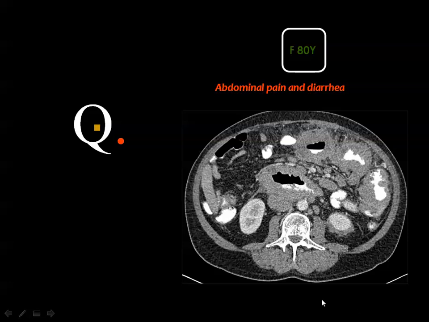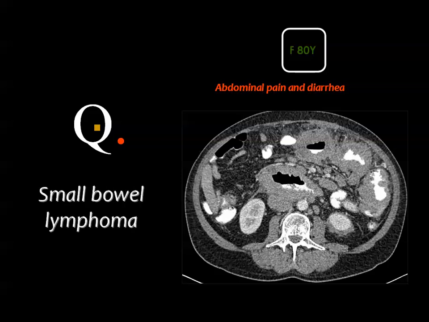Yes, this is the CT scan after intravenous and oral contrast material of the abdomen showing marked thickening of the small bowel loops, encroaching significantly on the lumen, and this is diagnostic of lymphoma of the small bowel.